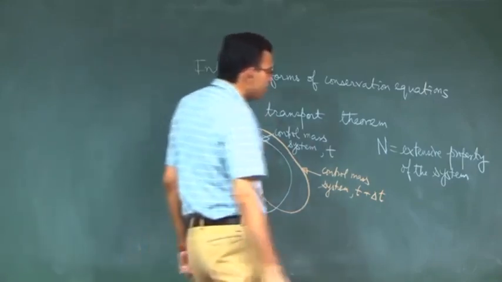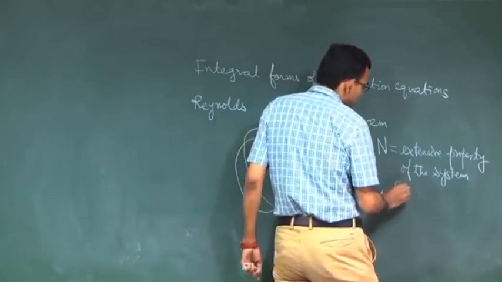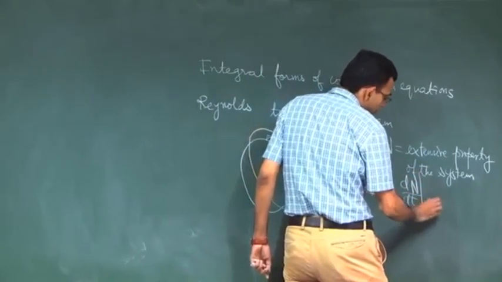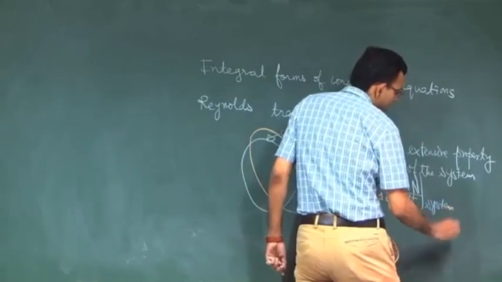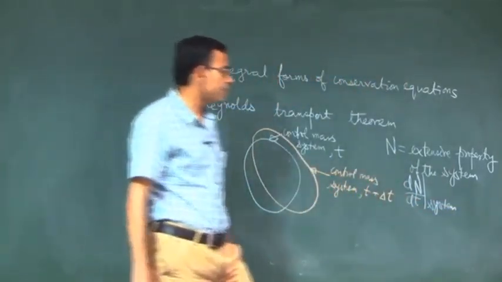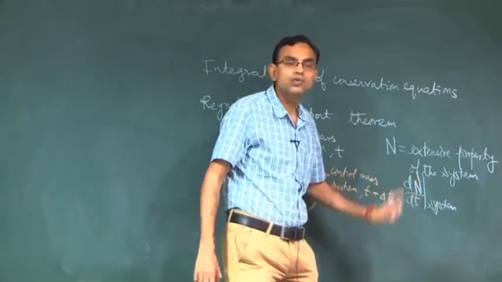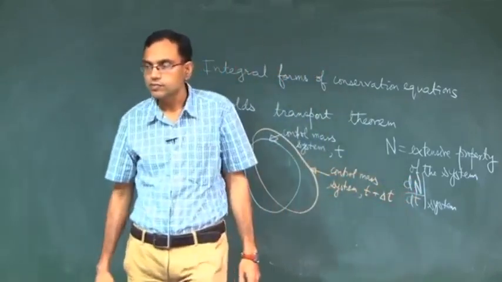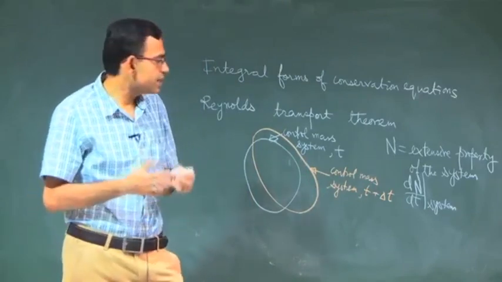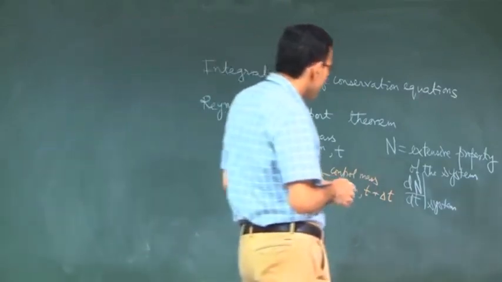Our objective is to find out what is dN/dt for the system by expressing it in terms of the corresponding change with respect to the control volume. And this objective is very much straightforward. Why is it so needed?